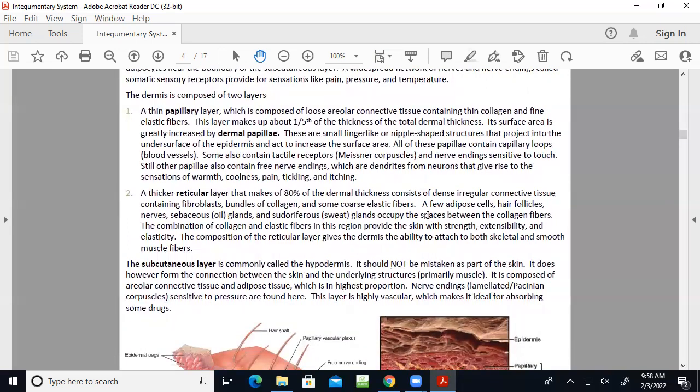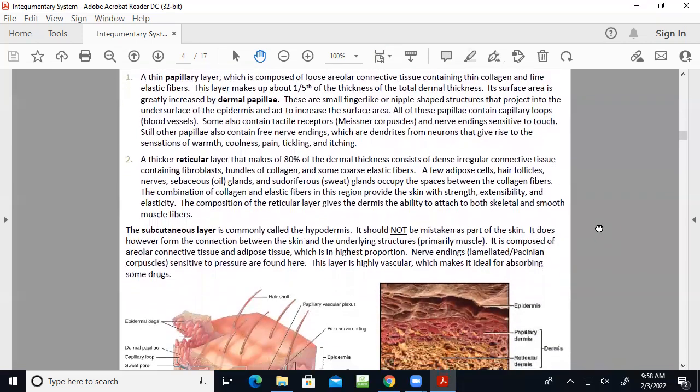Two layers make up the dermis, a thin papillary layer and a thicker reticular layer. The thin papillary layer is the superficial layer. It's made up of loose areolar connective tissue with thin collagen and fine elastic fibers. It only represents about a fifth, or about 20%, of the thickness of the total dermis.